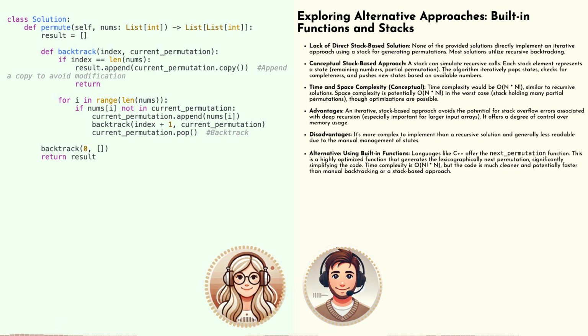Let's start with a technique that might surprise you: using built-in functions. Yeah, so some programming languages actually provide handy functions that can generate permutations for you. Oh, wow. So, for example, in C++, there's a function called next_permutation. Built-in functions, that sounds almost too easy. Less code for us to write. Exactly. But there is a catch. They often come with specific constraints.